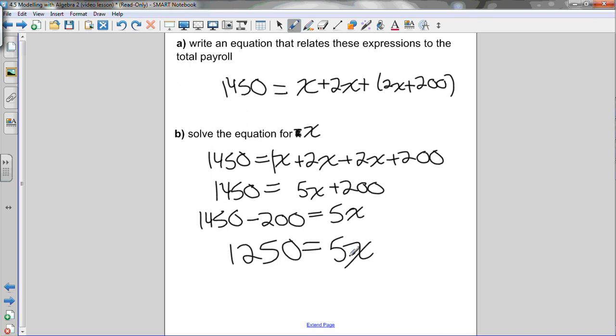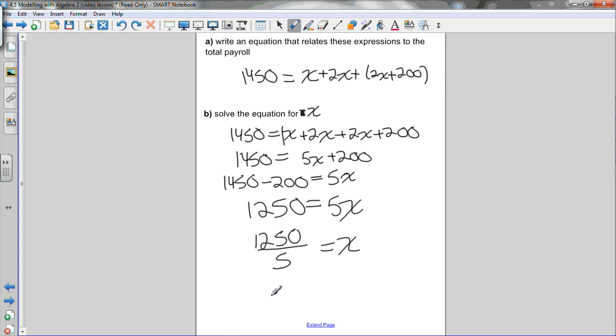Now I have 5 times x. The opposite of multiplying x by 5 is dividing it by 5. So to move that 5 to the other side, I must divide by 5. So I have 1250 divided by 5 is equal to x. If I divide 1250 by 5, I figure out that x is equal to 250. So I know x equals 250.